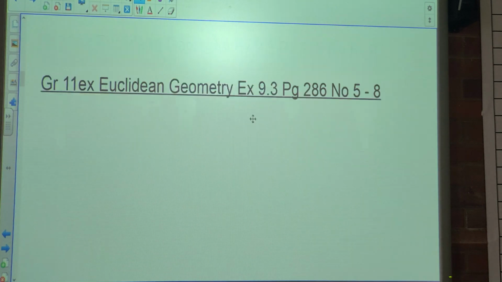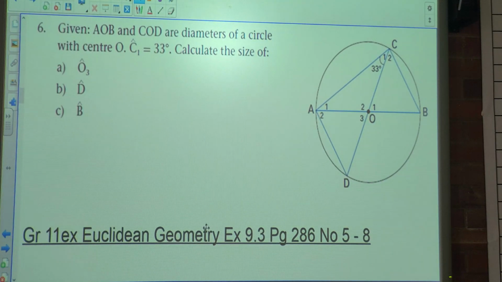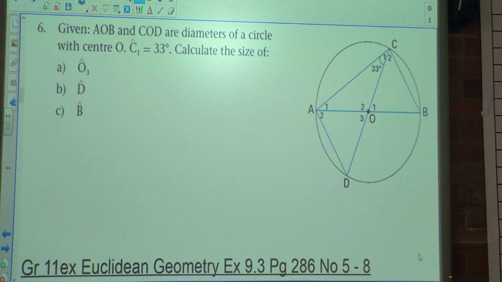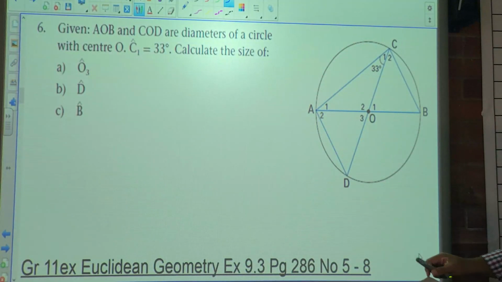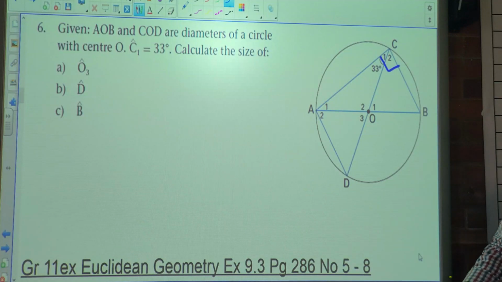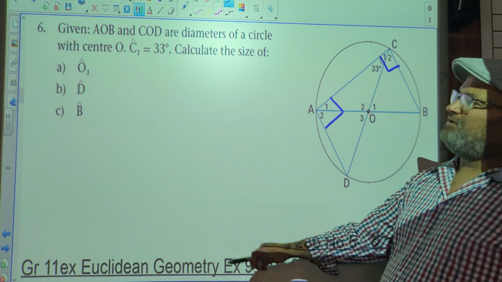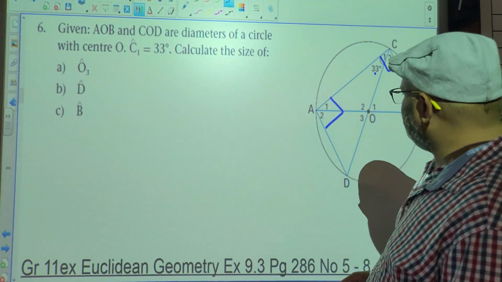Alright. Let's look at the next one. Question 6. Given ABD and COD are diameters. Okay, so if AOB is the diameter, what do we know? Let's see, O1 and O2 is 90. If DOC is the diameter, what do we know then? That A1 and A2 is also 90. Why? Angle in semicircle. Not so? Then we are told that C1 is 33 degrees. That's indicated there. Calculate the size of O3.